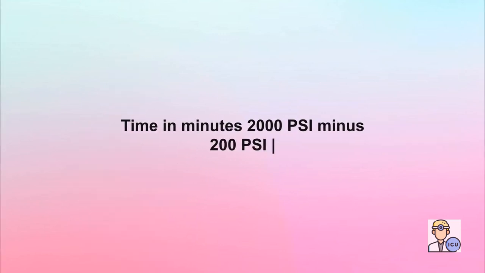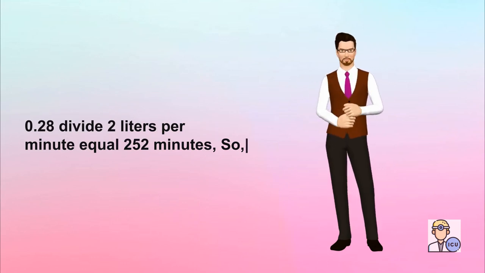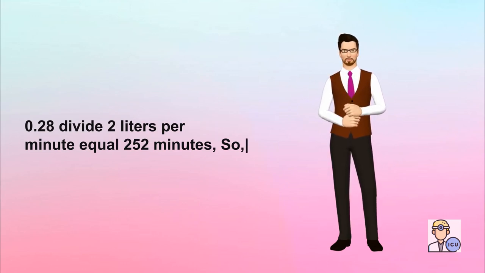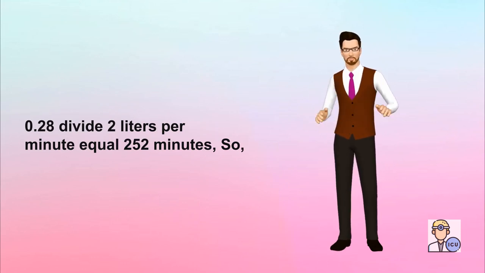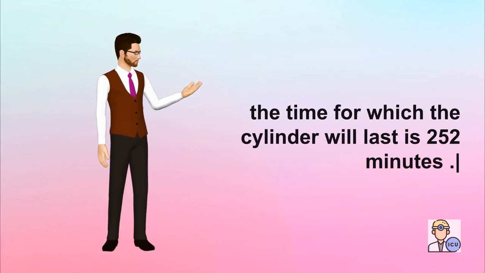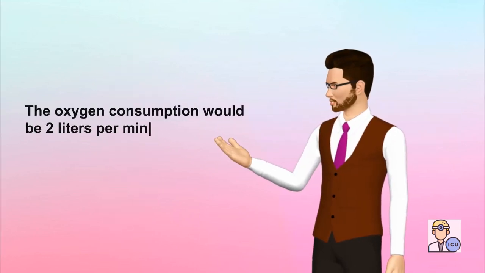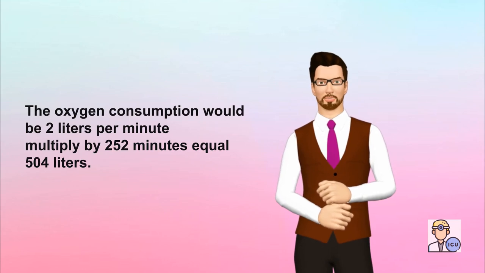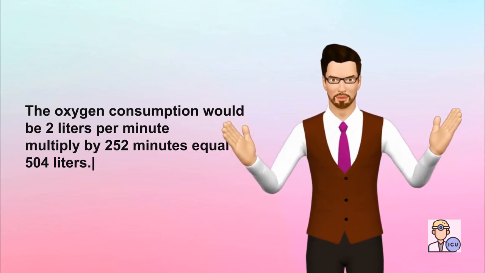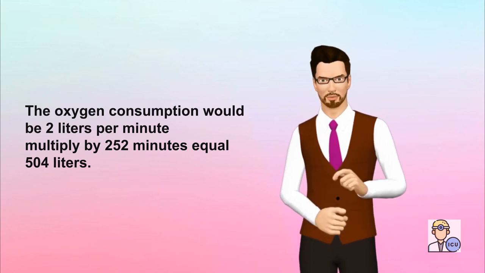Time in minutes = (2000 psi minus 200 psi) multiplied by 0.28, divided by 2 liters per minute, which equals 252 minutes. So, the time for which the cylinder will last is 252 minutes. The oxygen consumption would be 2 liters per minute multiplied by 252 minutes, which equals 504 liters.